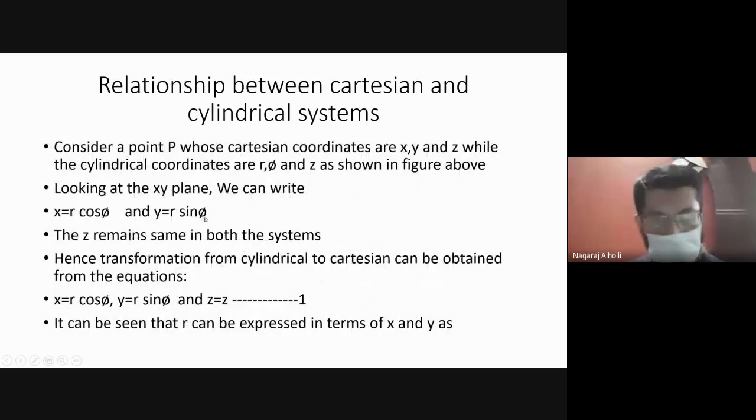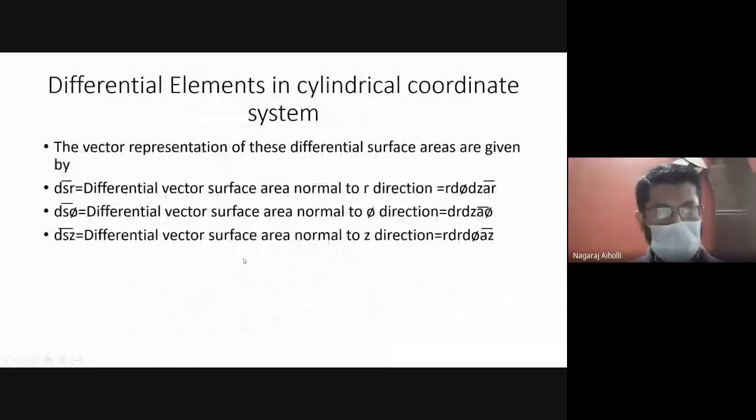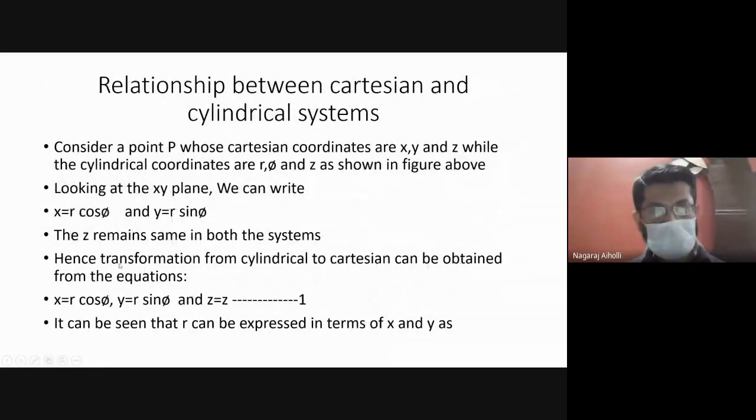Then next, cosine of phi. Cosine of phi is adjacent side divided by hypotenuse. Adjacent side is x, hypotenuse is r. So cos phi is equal to x by r, or x is equal to r cos phi. Therefore, the transformation from cylindrical to Cartesian system can be obtained from these equations. The RHS is the cylindrical system, r, phi and z, and the LHS is Cartesian. x is equal to r cos phi, y is equal to r sin phi, and z equal to z. So like this, we are converting from what to what?